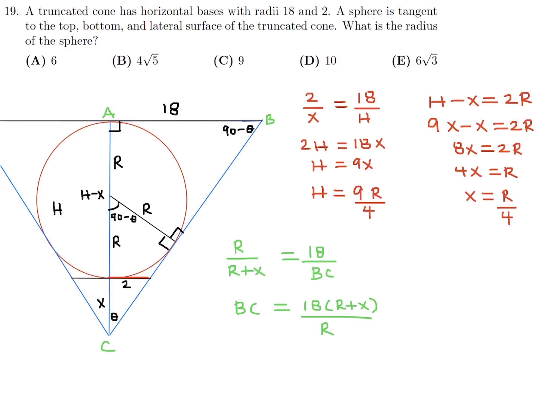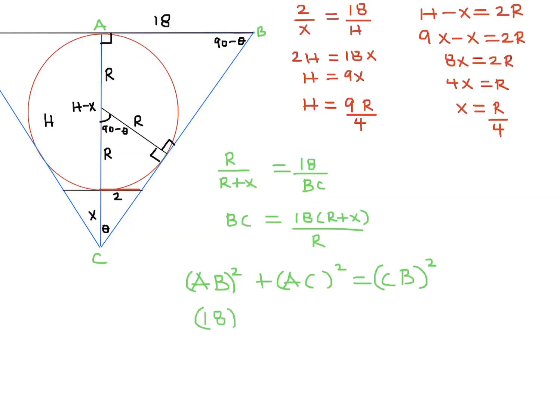Okay? And isolating for BC, you will get that BC is equal to 18 times r plus x over r. All right? And then now we've got one final step, and that is figuring out r. And we can do that with Pythagorean theorem on the big triangle right there. So that's AB squared plus AC squared is equal to CB squared, like that. AB squared is 18 squared. AC squared is H squared. And CB squared, we just figured out right here. CB, BC, same thing. 18 r plus x all over r, all squared.